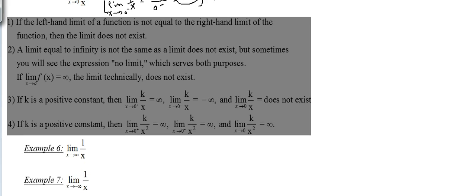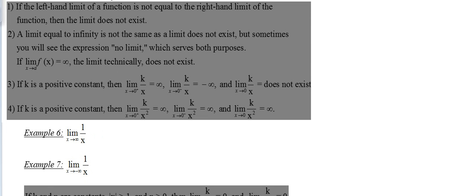Let's see this remark. If the left hand limit of a function is not equal to the right hand limit of the function, then the limit does not exist. A limit equal to infinity is not the same as a limit does not exist, but sometimes you will see the expression "no limit", which serves both purposes. If the limit of f of x as x tends to a equals infinity, the limit technically does not exist because it tends to infinity, right?